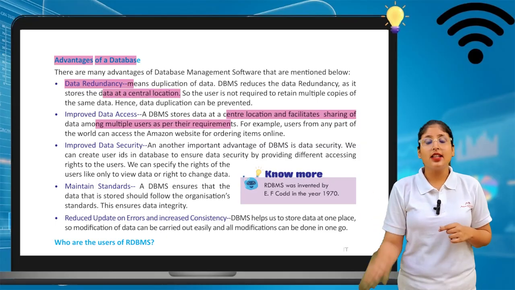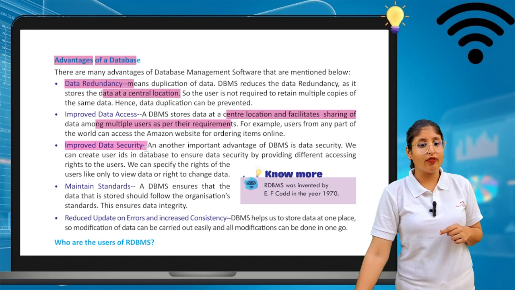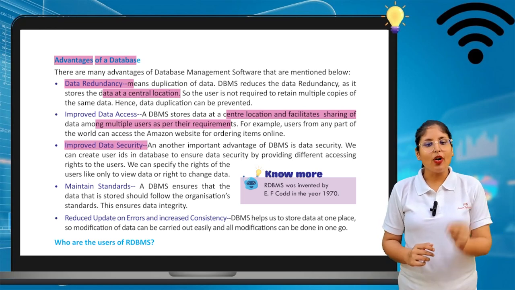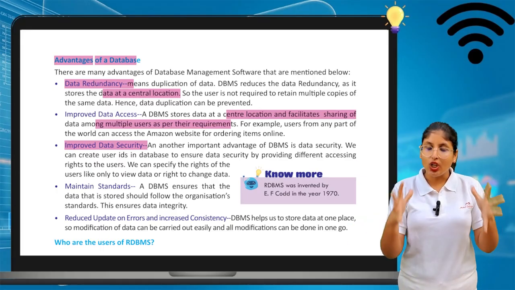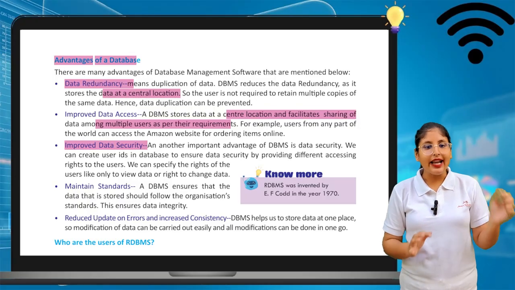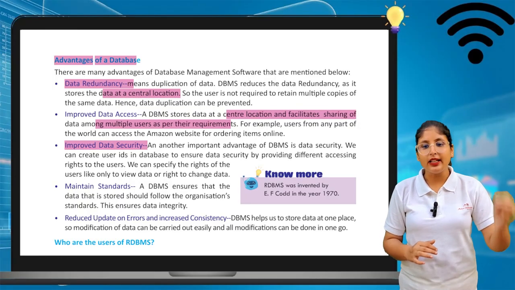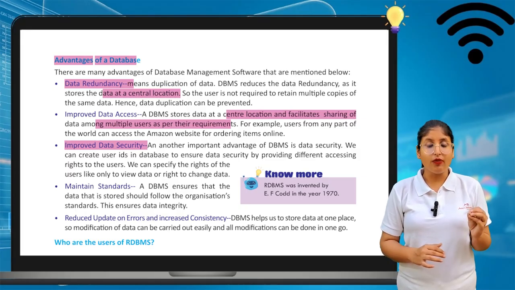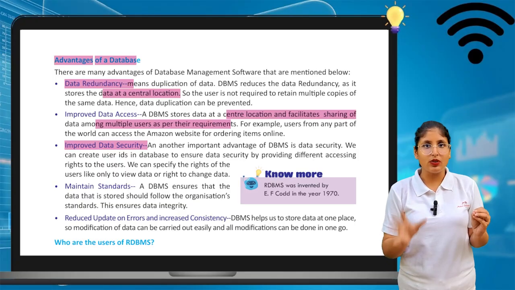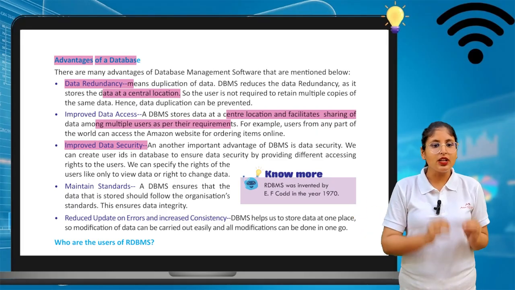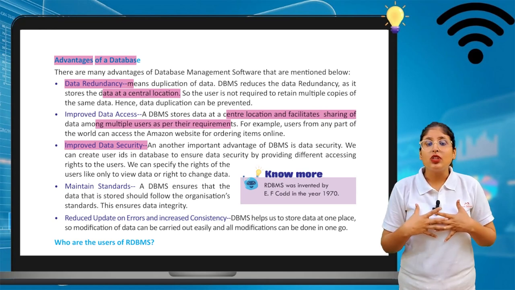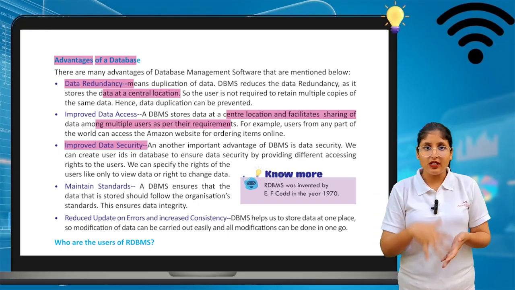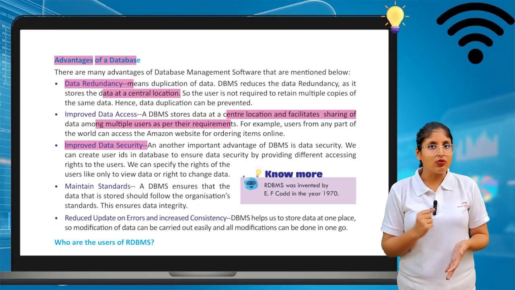Third is improved data security also. With a database, they improve the security of it. How? Let's see. Another important advantage of DBMS is data security. Your data should be secure. We can create user IDs in the database to ensure data security by providing different access rights to the users. Nowadays everything has a login ID and password, so that your data is preserved. We can specify the rights of the user, like only to view data or the right to change the data. It depends upon the user whether they want to do some editing or not. So they give security to the user.